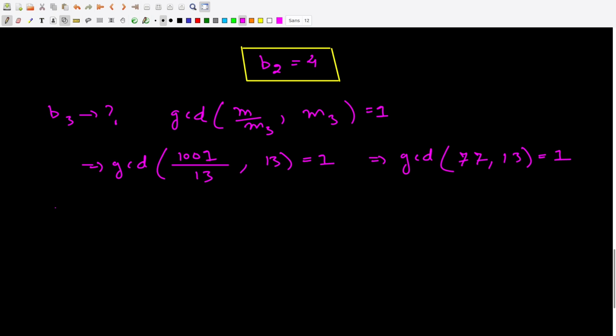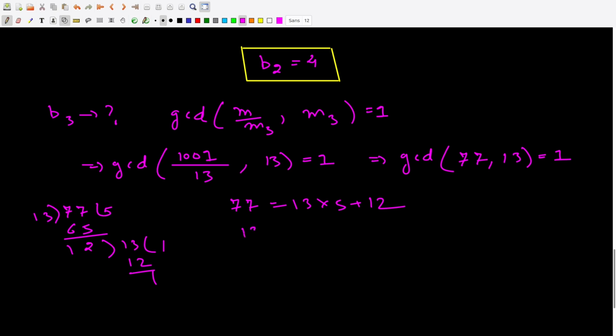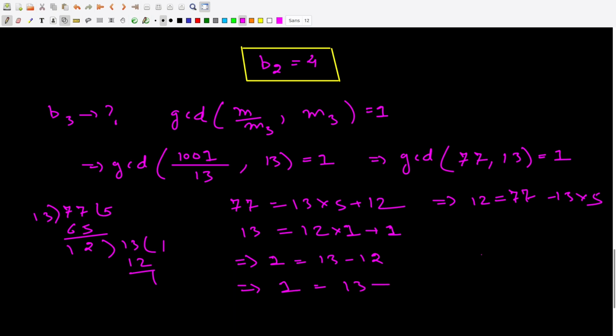So now let us apply the Euclidean algorithm here again. 77 divided by 13 is 5 times, with remainder. So we can write 77 equals 13 into 5 plus 12, and 13 equals 12 times 1 plus 1. So now this can be written as 12 equals 77 minus 13 times 5. Let's work on this: 1 equals 13 minus 12, and the value of 12 is this, so let's plug that value, 77 minus 13 times 5.